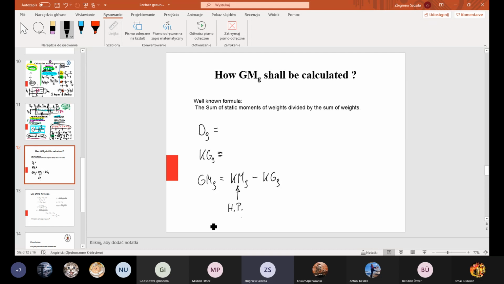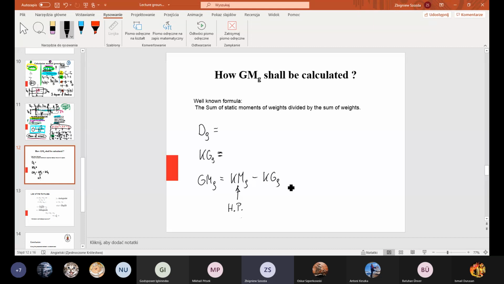But usually, this phenomenon is neglected in calculation after grounding. So we skip this problem of free surface correction because it changes the vertical position of the center of gravity by millimeters or centimeters. So to sum up, God's power saying about free surface correction was right. Yes, the free surface correction will change because displacement of our ship changes.